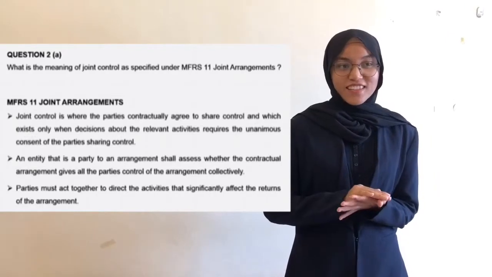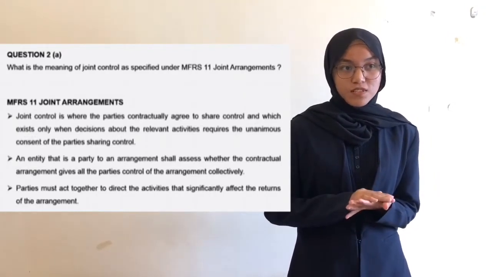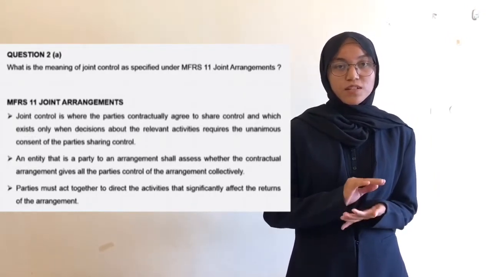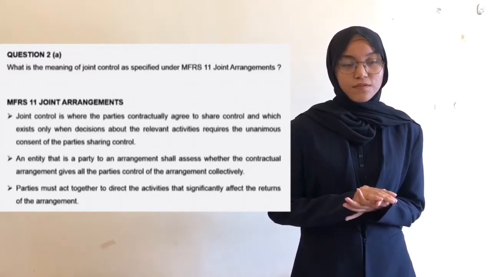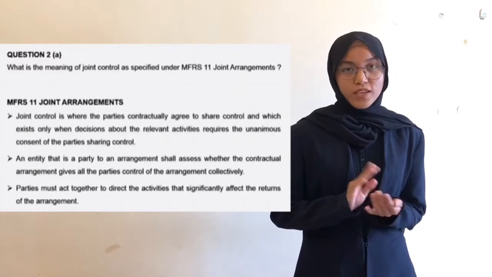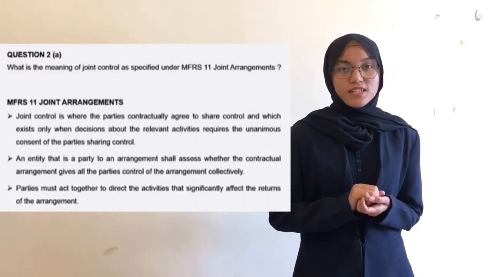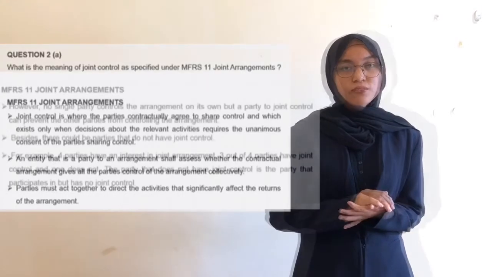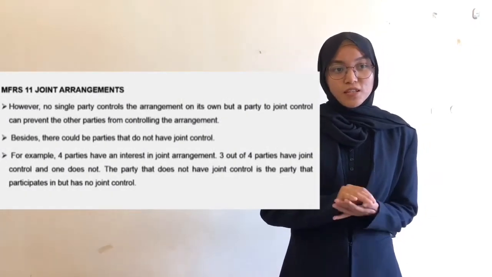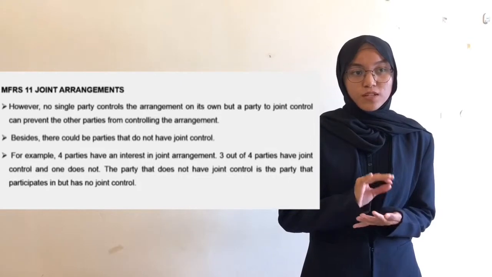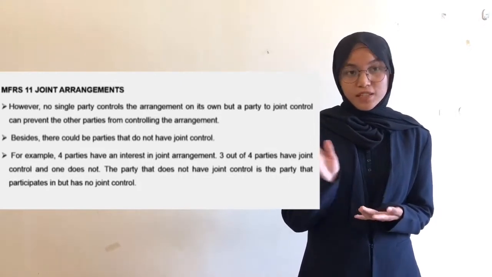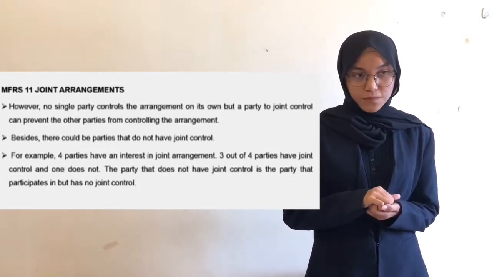An entity that is a party to an arrangement shall assess whether the contractual arrangement gives all the parties control of the arrangement collectively. Parties must act together to direct the activities that significantly affect the returns of the arrangement. However, no single party controls the arrangement on its own, but a party to joint control can prevent the other parties from controlling the arrangement.